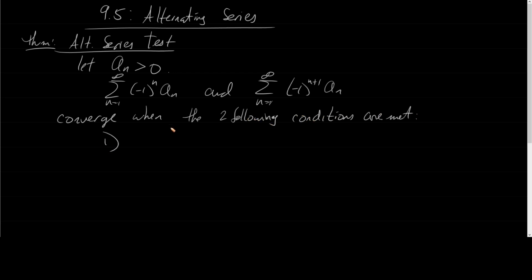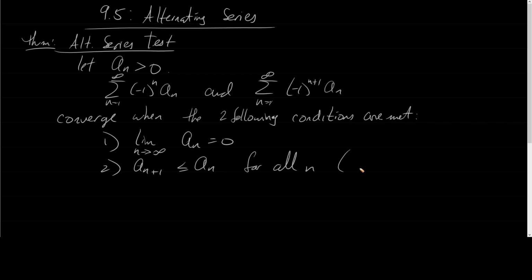The first condition is that the limit of the sequence is 0. So the sequence goes to 0, right? And the second condition is that it is a decreasing sequence. In other words, a sub n plus 1 is less than a sub n for all n. All right, so again, this just means that it is decreasing. So we need the limit of the sequence to go to 0, and we also need the sequence to be decreasing. If both of those two are met, then the alternating series is convergent. If they're not both met, then it would be divergent.